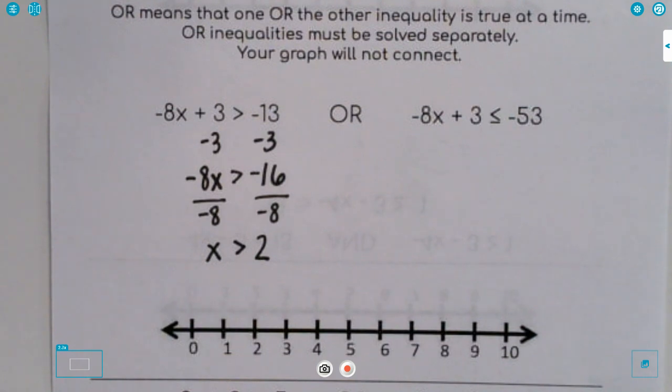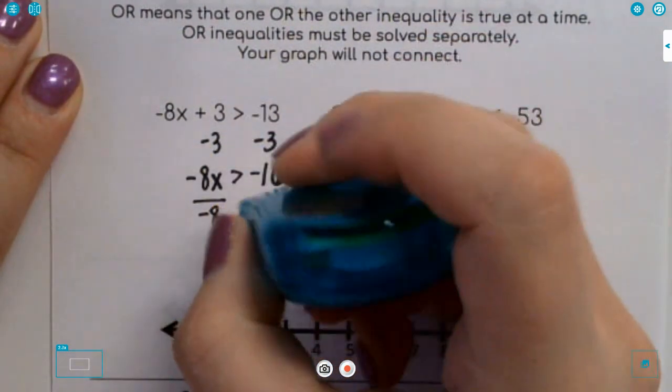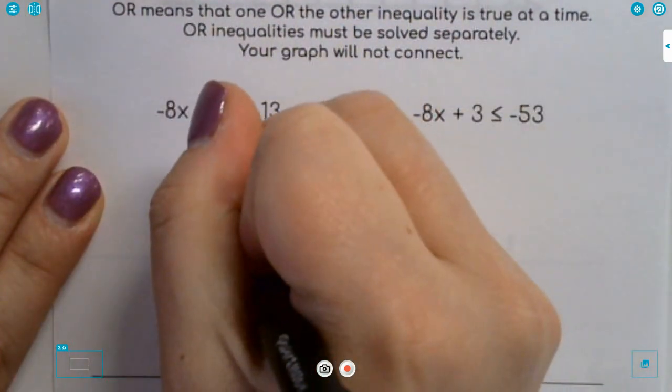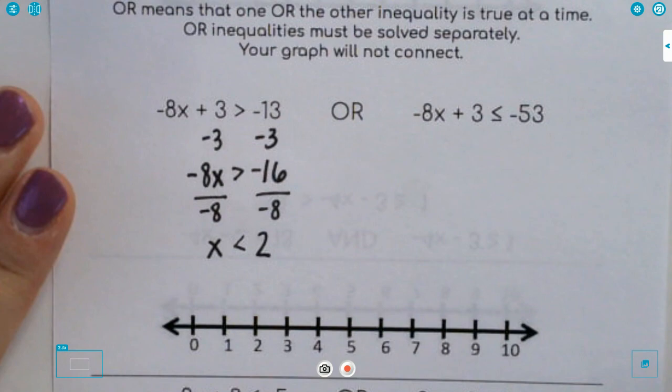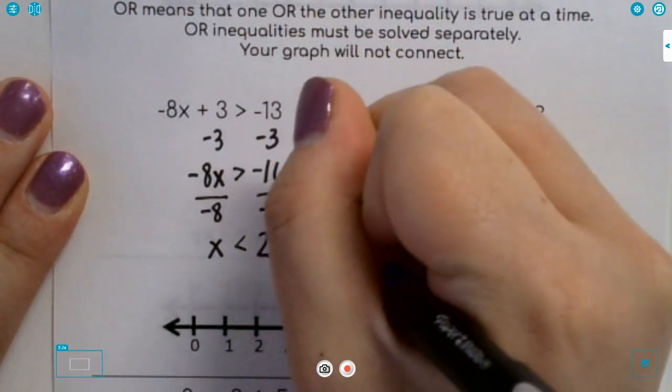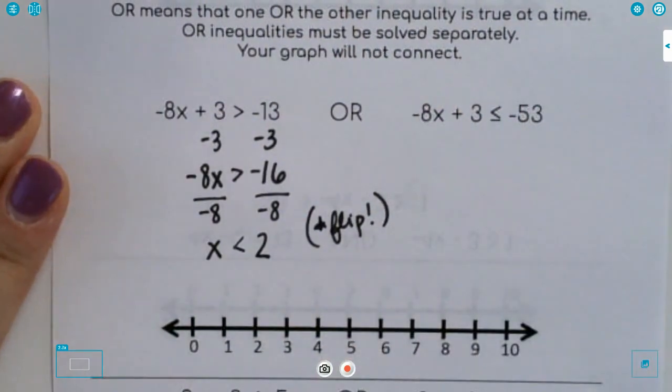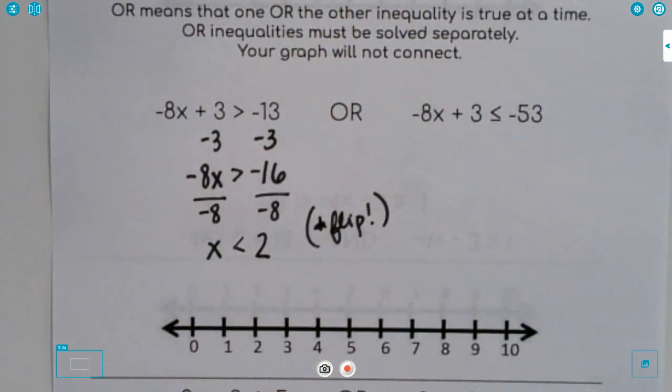So we don't have to flip our sign. You do have to flip your sign. We just did. I said it out loud. Okay, thank you. Okay, yes, so this should be flipped. It should be less than 2. Good eyes. Okay, so write a little note to ourselves that we flipped.